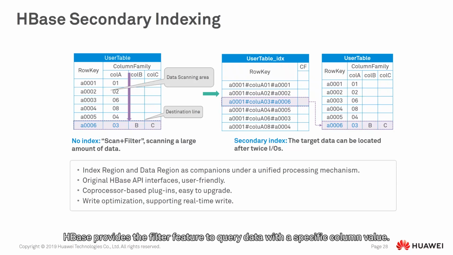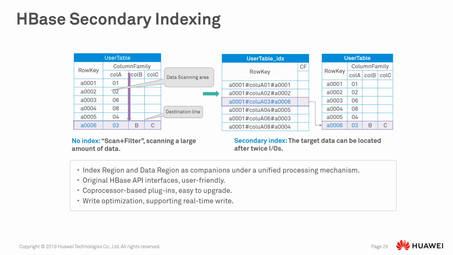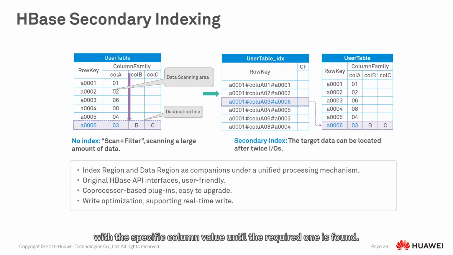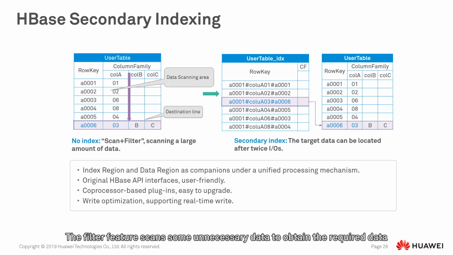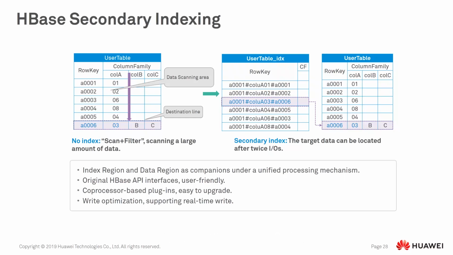However, in most actual scenarios, you need to query the data of which the column value is a certain one. HBase provides the filter feature to query data with a specific column value. All data is scanned in the order of row key, and then the data is matched with the specific column value until the required one is found. The filter feature scans some unnecessary data to obtain the required data. Based on the preceding description, the filter feature cannot meet the requirements of the frequent query with high performance standards.